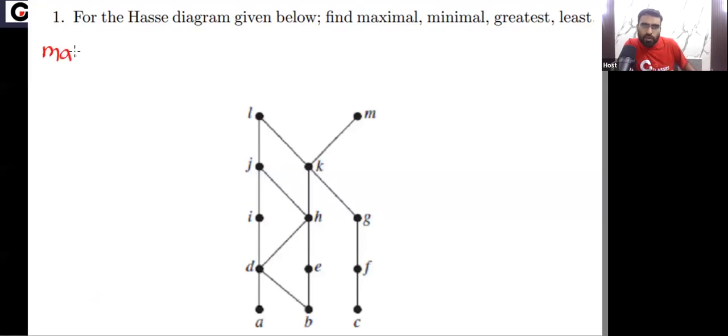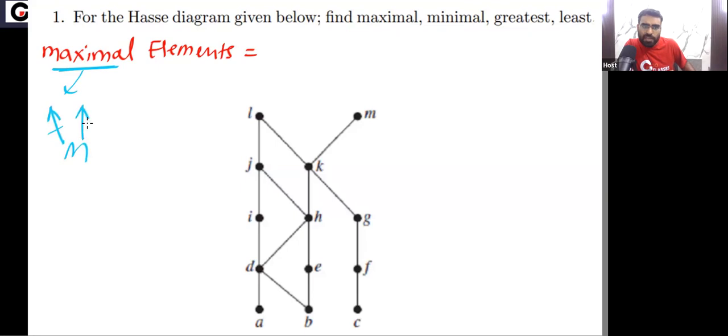This Hasse diagram is given to you. What elements are the maximal elements? Remember the definition. Maximal means I am not related to anyone else. So who is saying that I am not related to anyone else? You can see L is not related to anyone else. M is not related to anyone else. Is this maximal? No, this is related to M. Is this maximal? No, this is related to these elements. So, very simple point. These are the maximal.